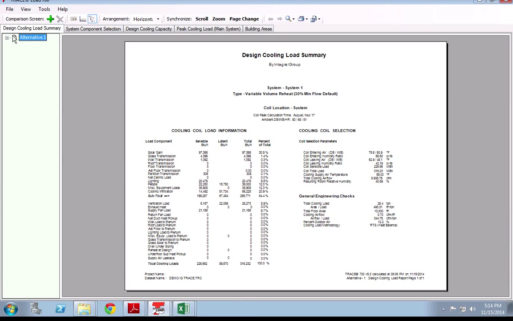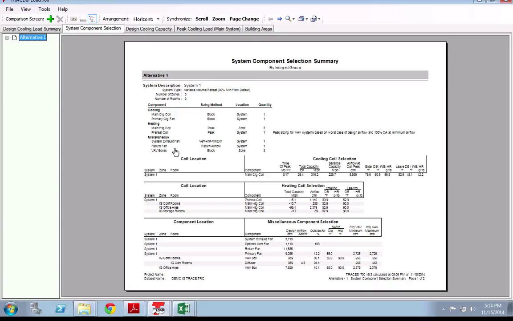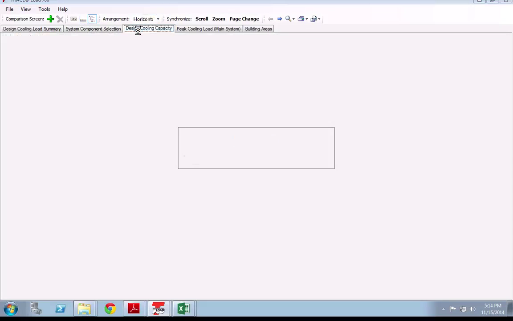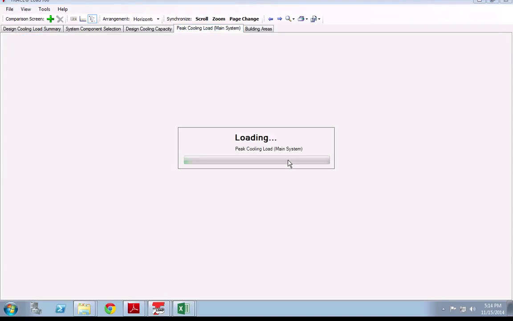Design cooling loads. Same information we looked at, just kind of spelled out a little more. System component selection. Loading. Yeah, maybe not. That's not too useful. That's trying again to play engineer. This one. It's just going to tell you the one tonnage that Trace assumed and sized with.